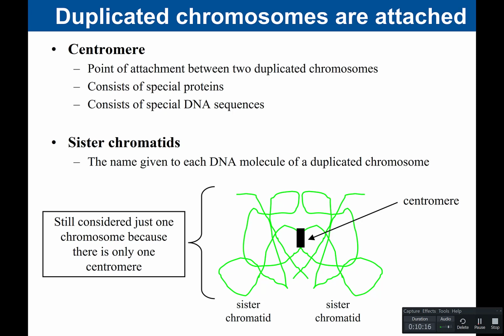That's the attachment point between those duplicated chromosomes. And the centromere consists of special proteins. And these proteins recognize and bind to specific DNA sequences. And when they bind to those sequences, they're going to hold that DNA together. What we get is that they're referred to then as sister chromatids. Sister chromatids are each DNA molecule of a duplicated chromosome. And so this green one and this green one, those are both sister chromatids. And again, they're held together at this centromere. It is only considered to be one chromosome as long as it's held together at the centromere.